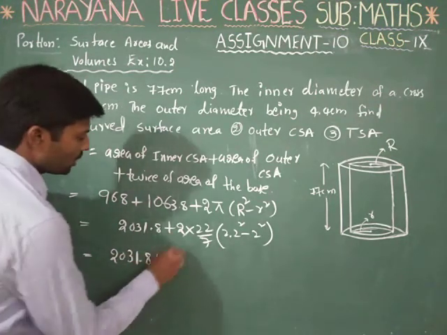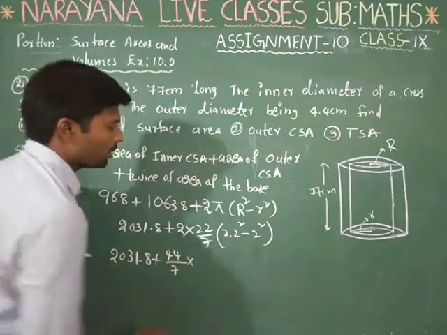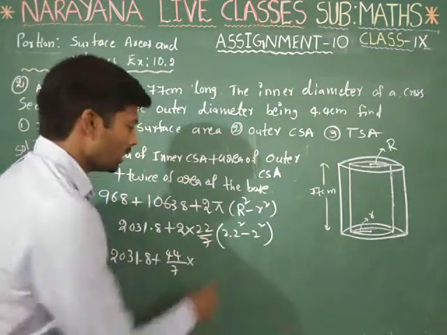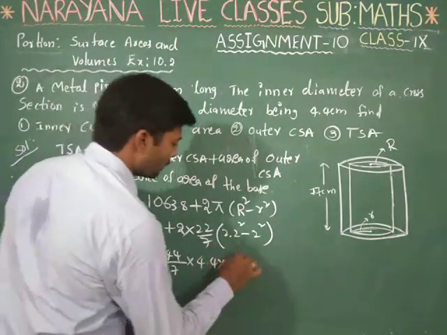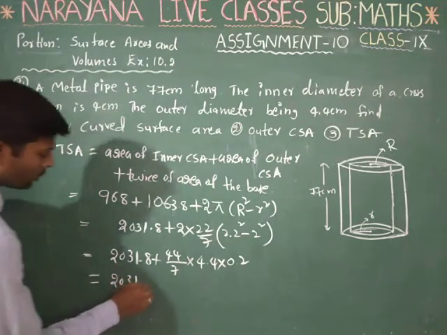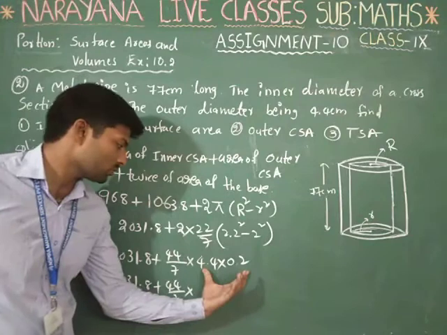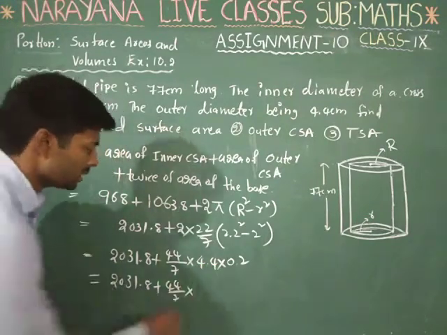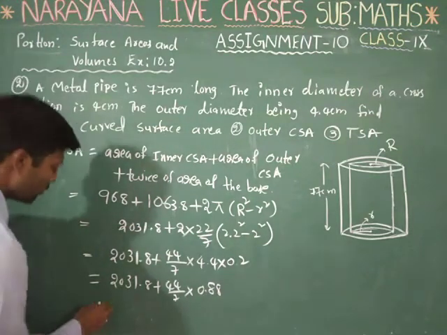Okay, just to simplify this one: 2031.8 plus 22 2s are 44 upon 7 into, it is a square minus b square. A plus b will become 4.4, into a minus b will become 0.2. What is the multiplication of all that? 2031.8 plus 44 by 7 into, what is the product of this one? So 88, that is 0.88. Now what is the product of this one?